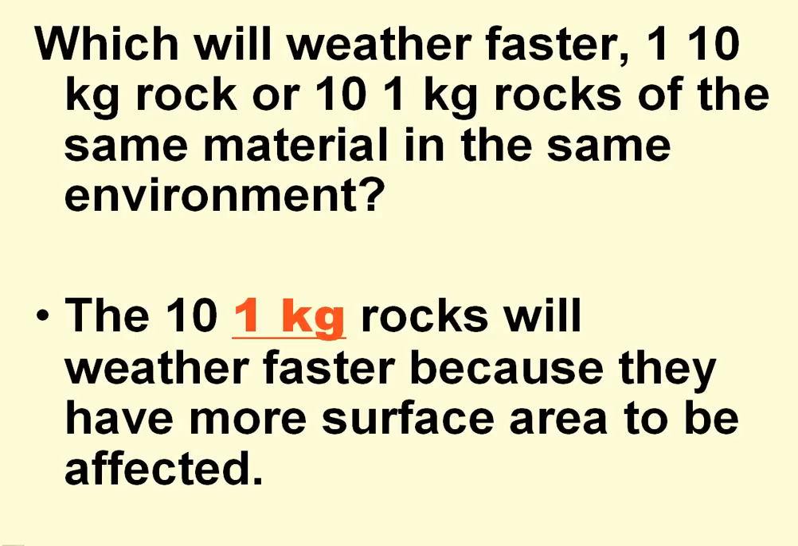And a lot of people say, well, why? Why is that? The other rock has a lot more mass. Why wouldn't it weather faster? Well, it all has to do with something called surface area.